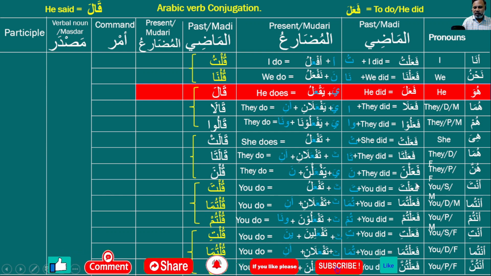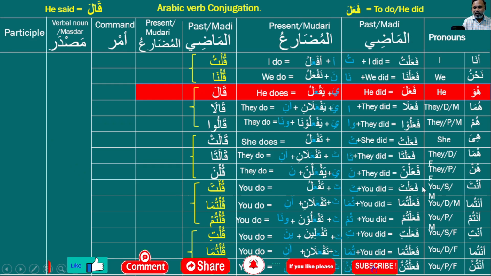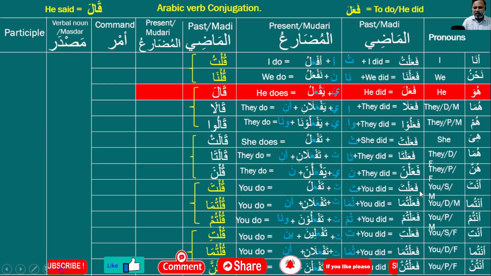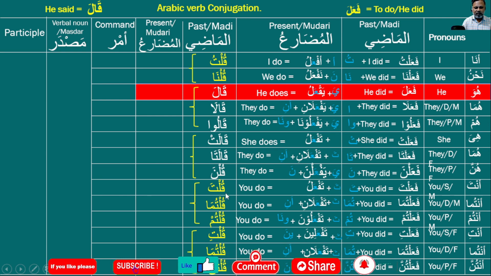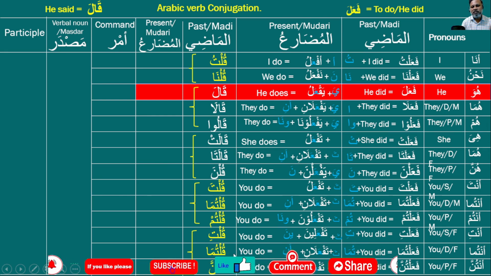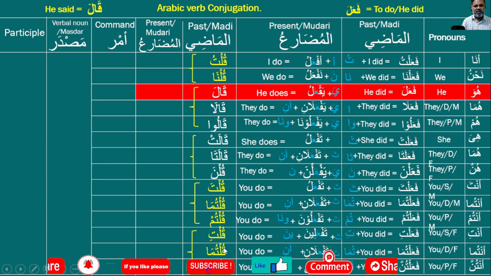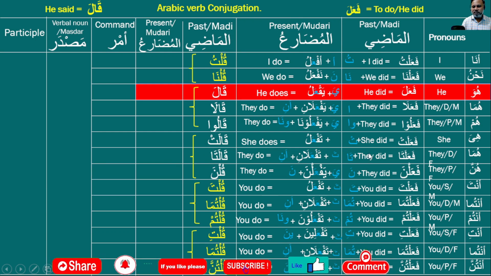The standard formula for the fa'ala pattern is fa'alta, fa'altuma, fa'altum, fa'alti, fa'altuma, fa'altunna. All are fa, fa, fa. Here all are ku, ku, ku. This is the difference. All other things remain the same. The middle letter and last letter are all the same.